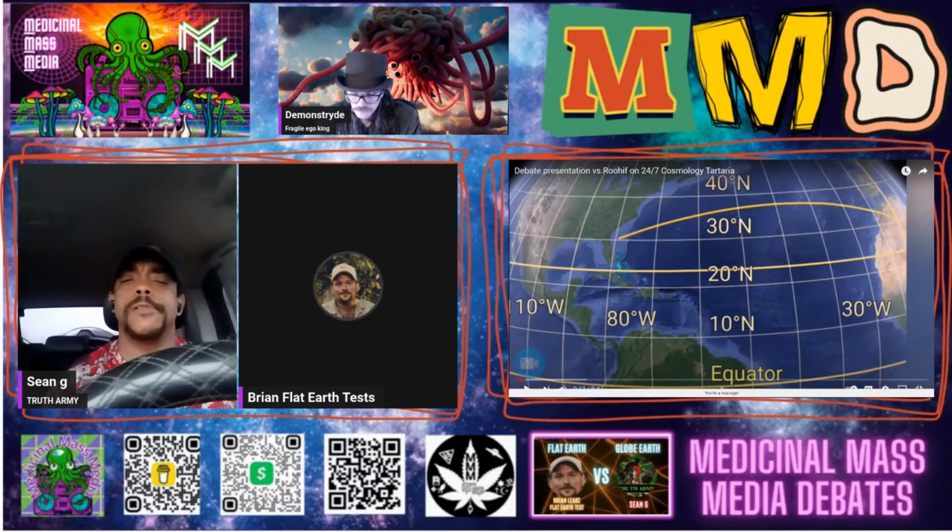What's different between the northern hemisphere and the southern hemisphere? Well, it would be the shape. It would literally be the shape. It would just invert itself.